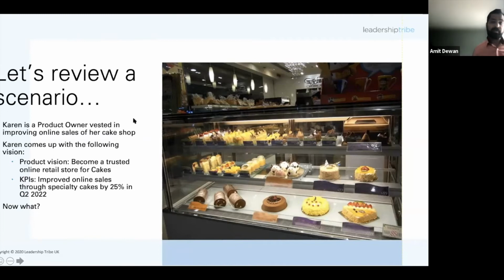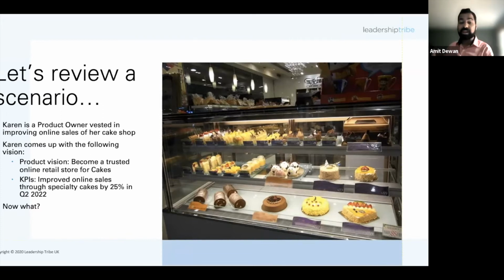So once Karen has this vision and KPIs defined, the next thing is you can't give this vision and KPIs to a developer and ask him to build something that gives you that 25% increase in sales. There is going to be a translation from the vision to some kind of a roadmap. How does this one sentence vision, ignoring the words and the accuracy of it, translate to something more digestible, something more doable for the team?